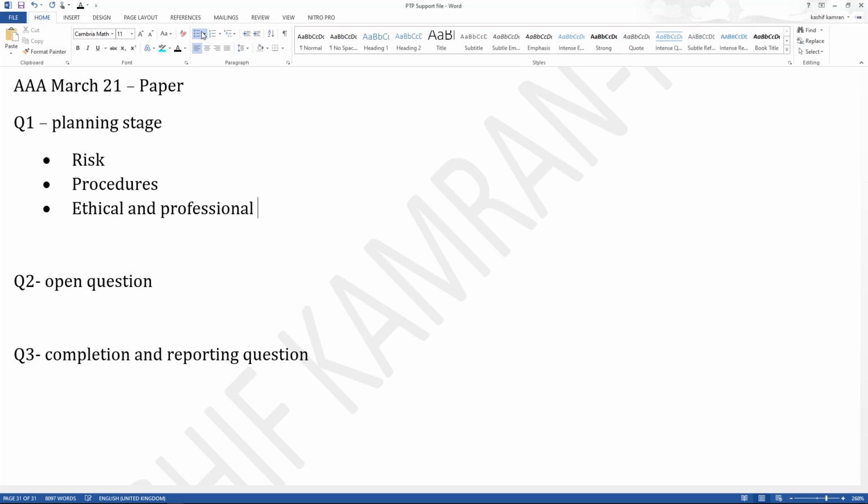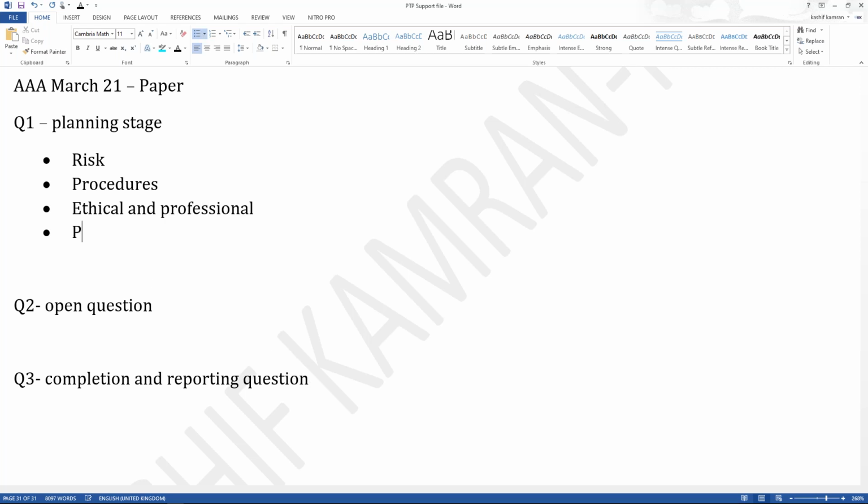Ethical and professional issues. I need to be good on areas of practice management, because a lot of the time in the recent papers we have seen practice management coming in the planning stage question. That is, matters to consider when accepting a new audit client have come more rigorously in the recent papers in question number one.